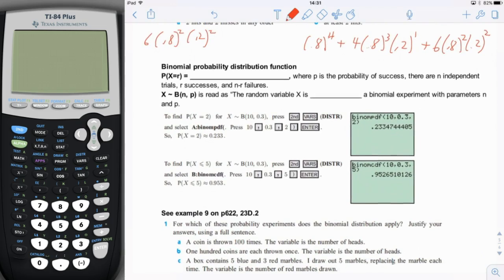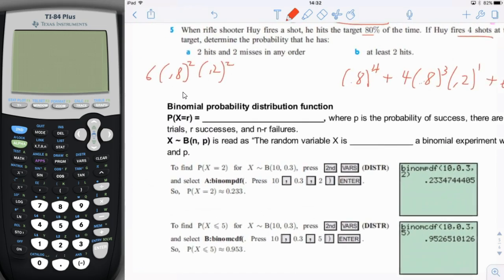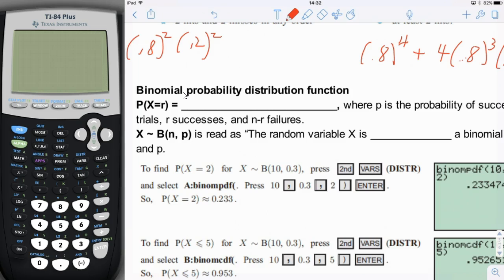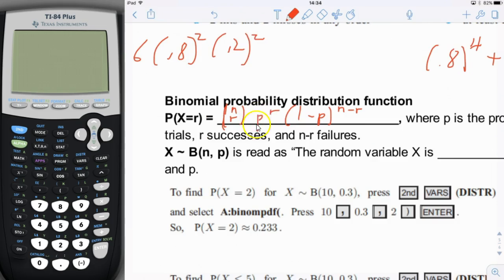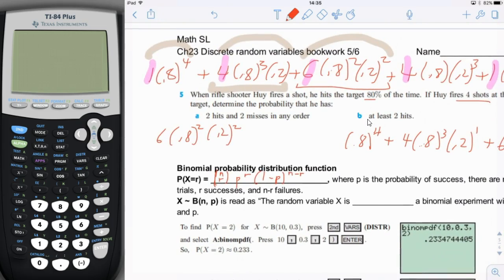Binomial probability distribution function. Probability of X equals r. This can be written as a mathematical formula, right? And so basically it's like one of these terms here. We could write it as if it was one of these terms. So let's write it. We can write the coefficient as n choose r. It would be the success probability to the rth power, and the failure probability 1 minus p to the n minus rth power. So it's pretty much following the pattern we see here above.